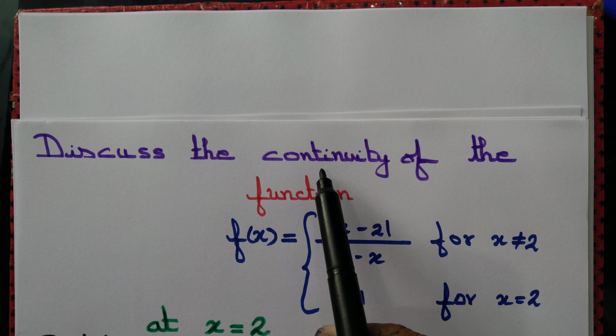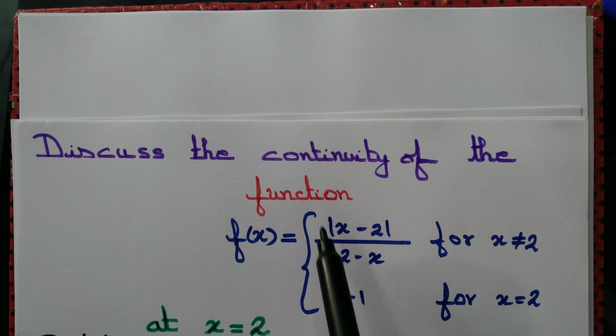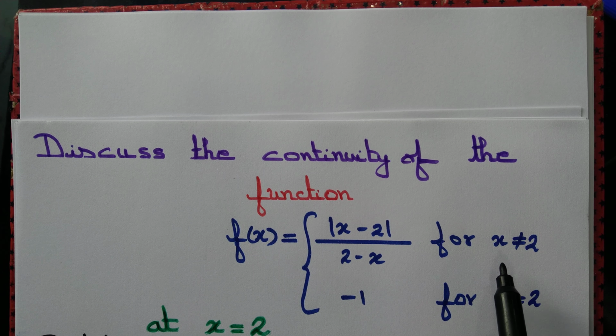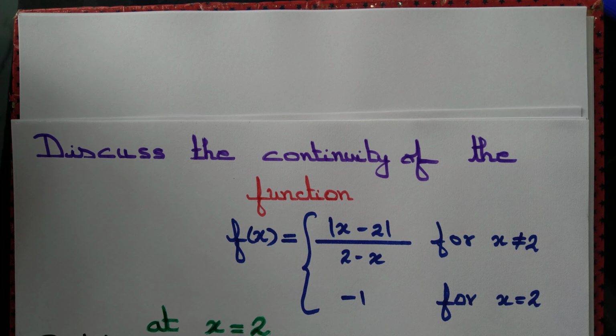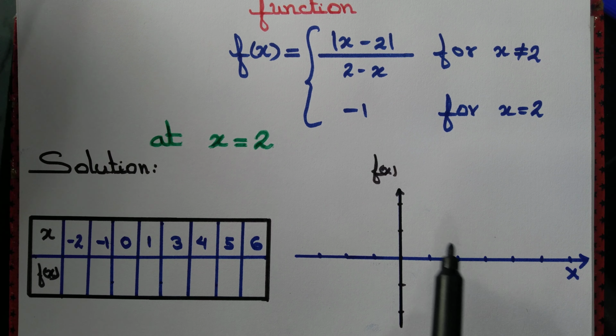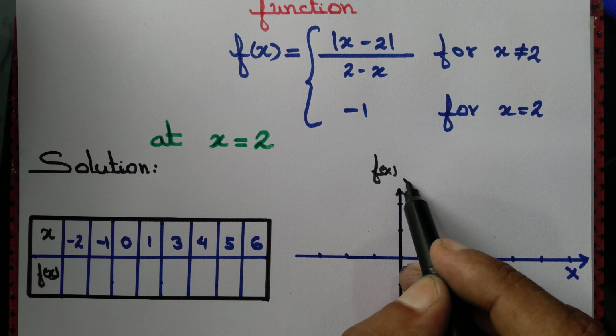Let us discuss the continuity or discontinuity of the function f(x) = |x − 2| / (2 − x) for x not equal to 2, and f(x) = −1 for x equal to 2, at the point x = 2. So we draw the x-axis and y-axis.